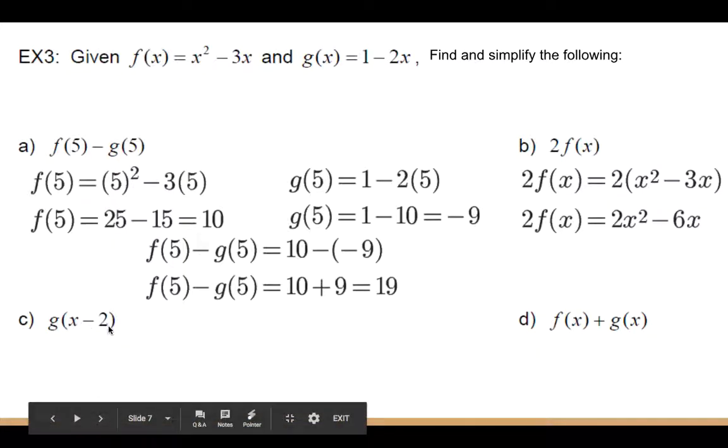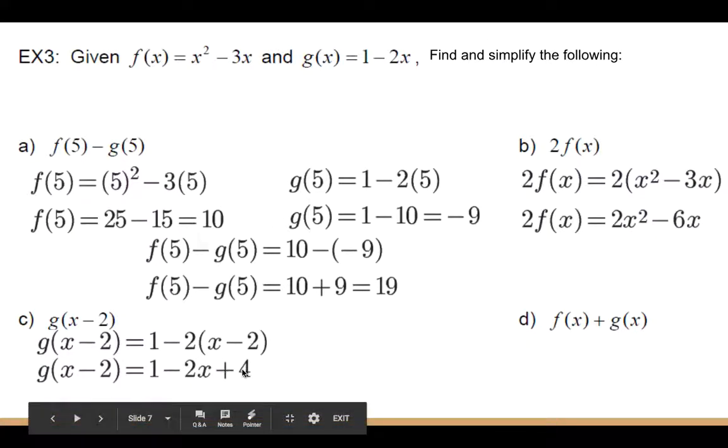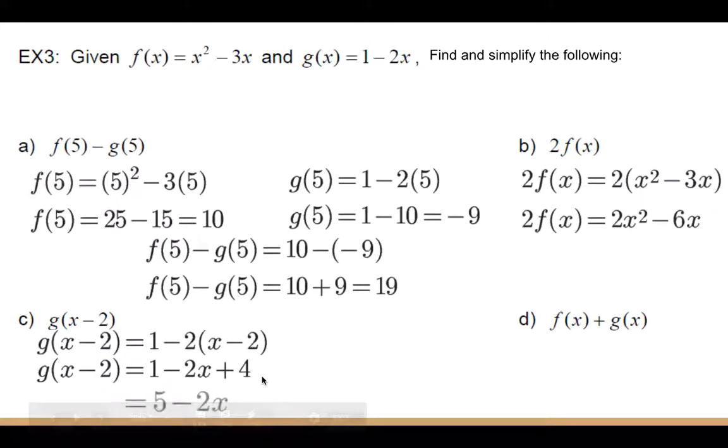Then the next one is saying instead of subbing in x, we're actually going to sub in x minus 2. And so instead of having 1 minus 2x, we have 1 minus 2 bracket x minus 2. And again, the brackets matter when we substitute in because we have the distributive law that means that everything in the bracket gets multiplied by negative 2. And that's the simplified part. And so we get negative 2x plus 4. And then combining like terms, we get 1 plus 4 is 5, 5 minus 2x.